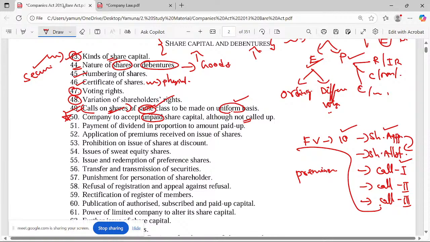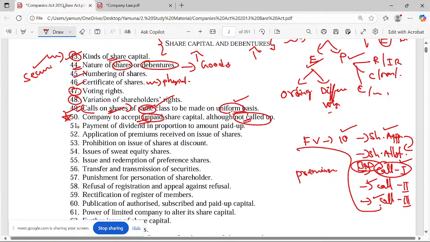Even though the money has not been called, call one is called. Who usually calls? The board of directors, the right authority to call the money. So call one money is done, which means called. And you are paying call 2 and call 3 money also. Yes, you can. Company can accept unpaid share capital, although not called up.